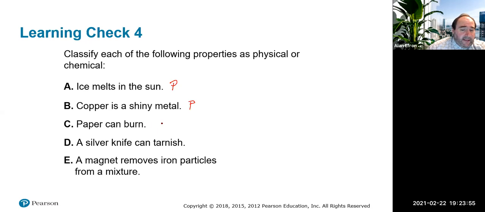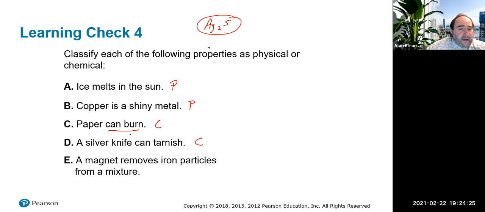Paper can burn. That is a chemical property. Again, the ability to react. When we burn something, it obviously goes through a chemical change, or the ability to resist, sort of a chemical change. A silver knife tarnishes. That's also a chemical change. That's basically silver and sulfur coming together to make silver sulfide, and that gives it that sort of tarnish type color that we typically see.